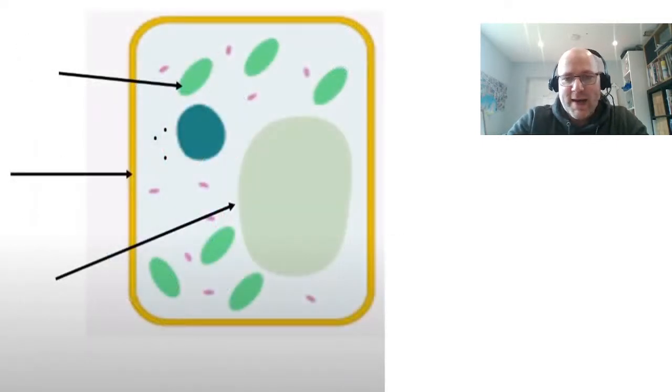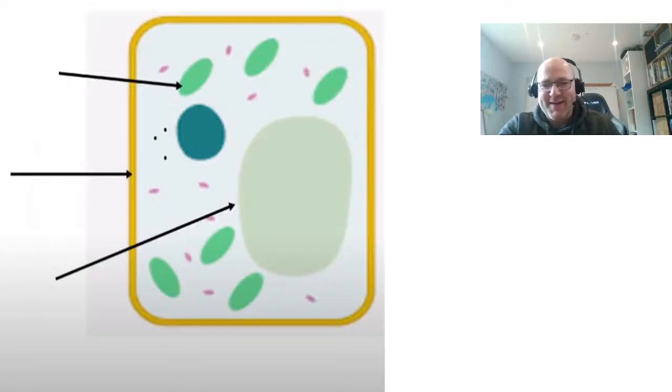Okay, you know what's coming next? Standard. What are the 3 things found in the plant cell that you don't get inside animal cells? So what 3 things are found in plant cells that you don't get inside animal cells? Anyone got an idea?